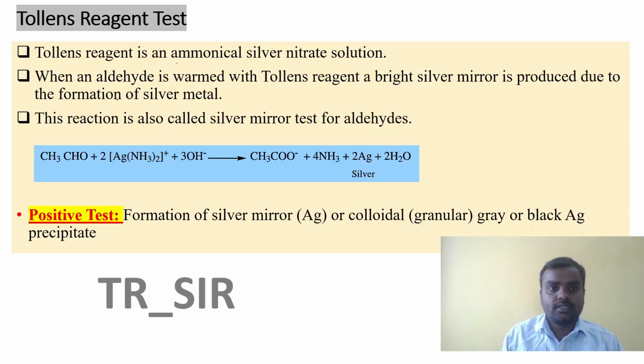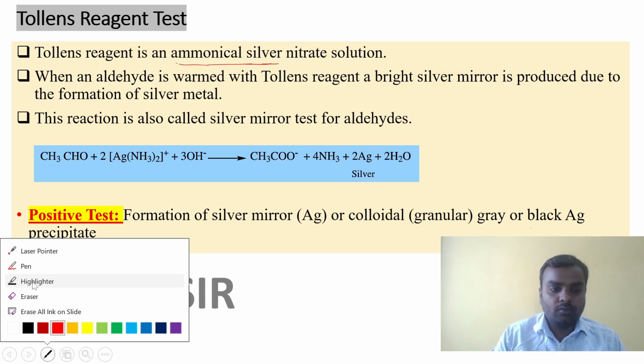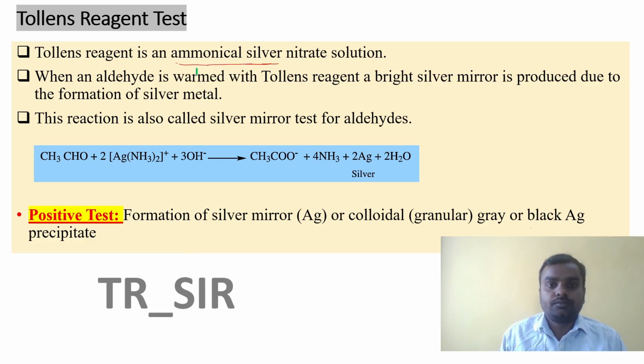First, Tollens reagent. Generally, freshly prepared ammoniacal silver nitrate is taken. When aldehyde is warmed with Tollens reagent, a bright silver mirror is produced due to the formation of silver metal. The reaction is also called the silver mirror test for aldehydes.